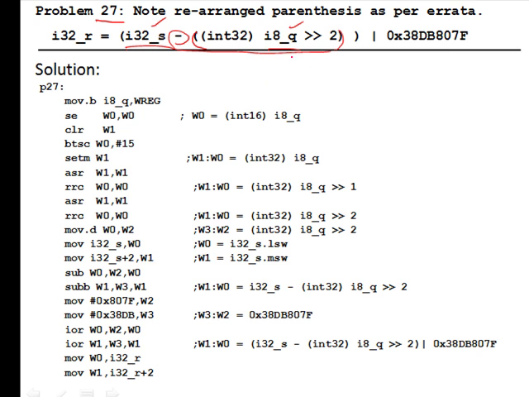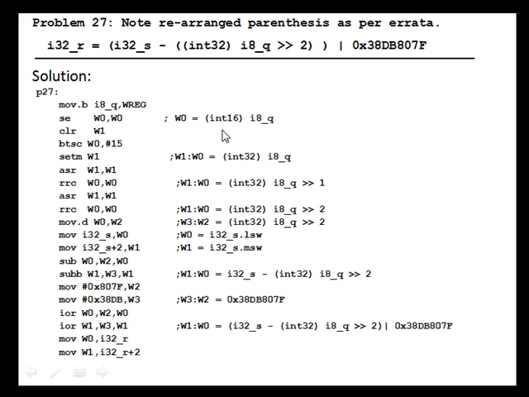So let's get started. The first thing that we're going to do is take this 8-bit variable here and sign extend it to 16 bits. So we're going to move this 8-bit variable Q into WREG. We'll sign extend W0 into W0. So at this point, W0 will have the 16-bit sign extended value of Q.